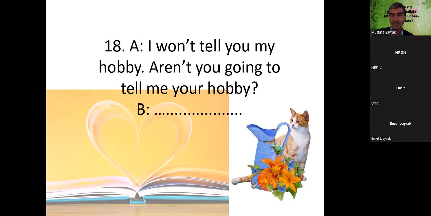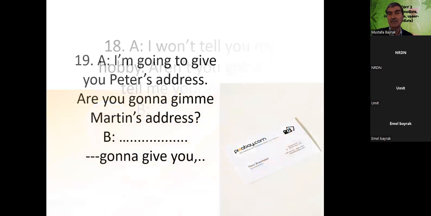Okay? So we should relax and calm down. The image says, yes, we should keep calm. We should calm down. We should relax. It is not so complicated, so simple. For example, I'm going to give you Peter's address. I will give you Peter's address, also possible.